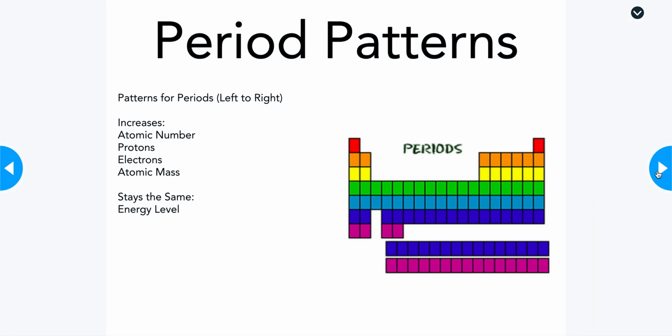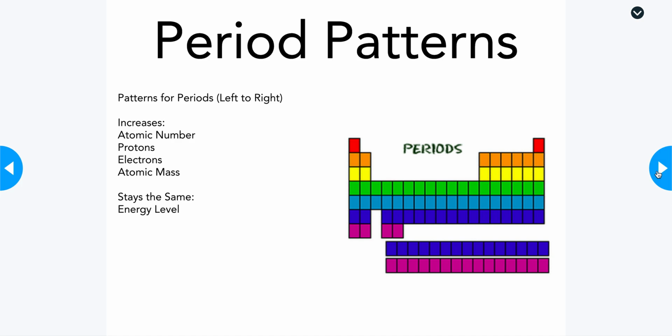All right, so when we are looking at periods, there's actually a couple of patterns that we take note of, and these are going to be consistent for all of the periods. Some of them are pretty straightforward. Actually, most of them are pretty straightforward, and as you look, it's like, oh yeah, that's just kind of how it's organized. So what are the patterns for your periods? Well, as you go from left to right, the atomic number increases, the number of protons increases, the number of electrons increases, and the atomic mass increases.